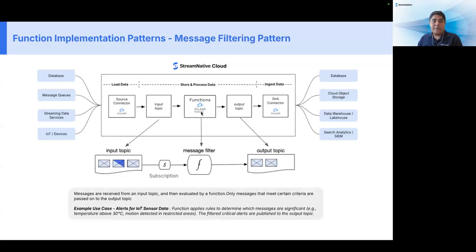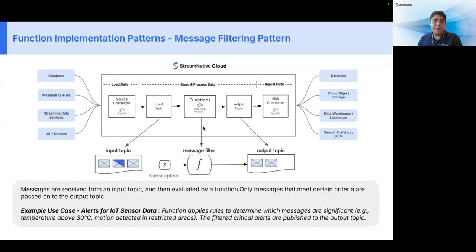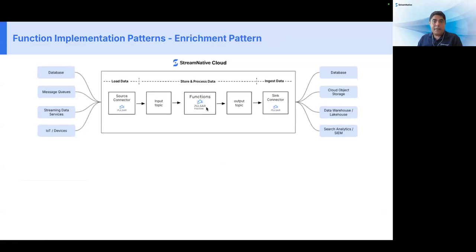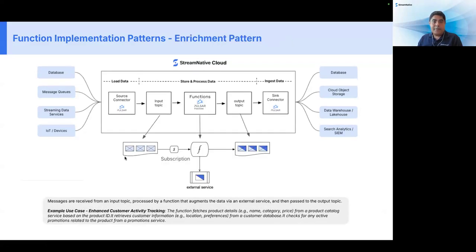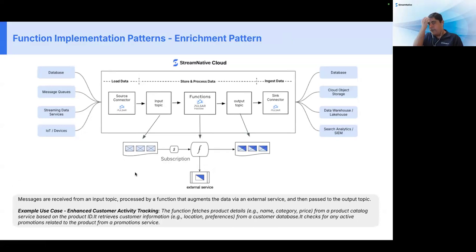The message filtering pattern is very similar. In this case, you're not looking for keywords, you're looking for certain specific attributes. If it's IoT sensor data, are you looking for temperatures? Are they crossing a certain limit? And whatever you want to do when that happens, you can deploy your logic there. This is a different type of pattern, the enrichment pattern. I briefly spoke about that before, and I'll also cover it in my demo a little bit.